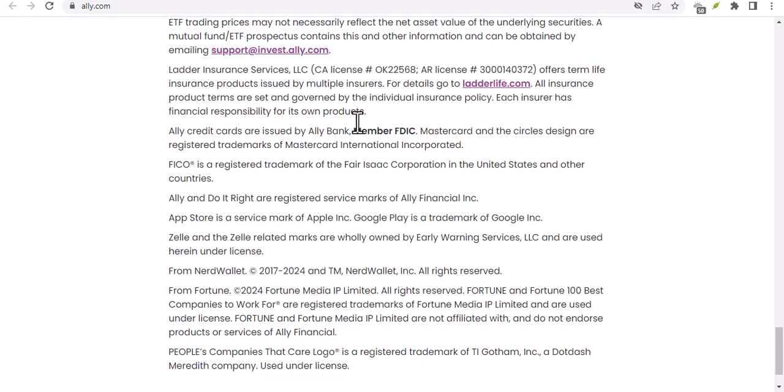Phase 3, maximize savings with boosters. Ally has excellent automated tools, or boosters, that catch the small change and put it to work. These are essential for rounding out your savings strategy.